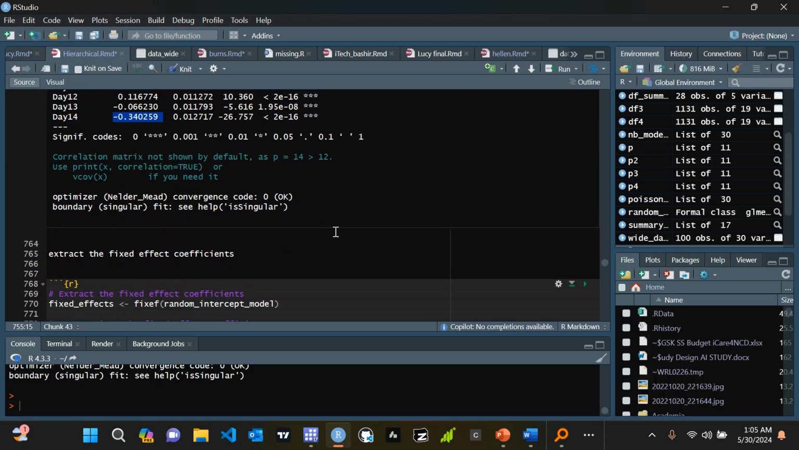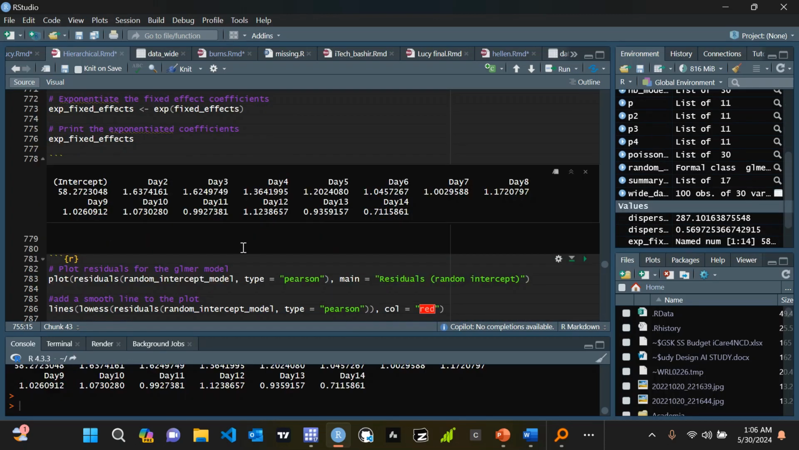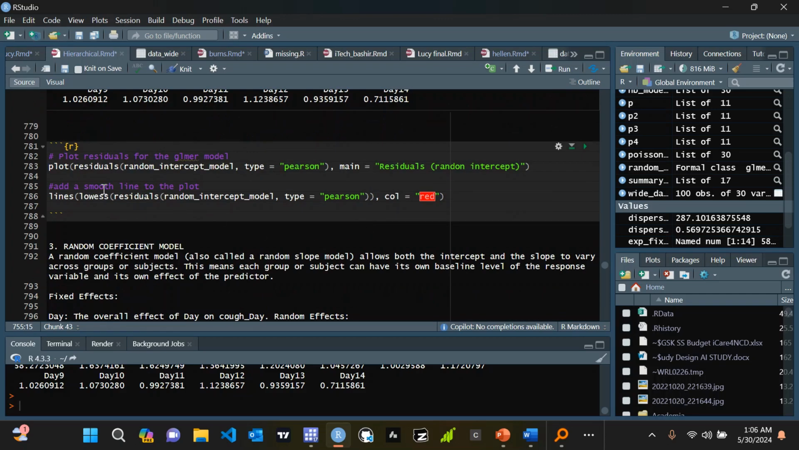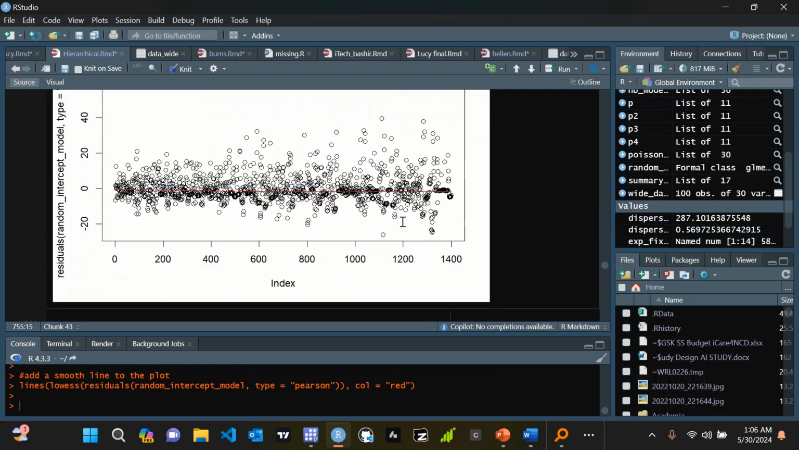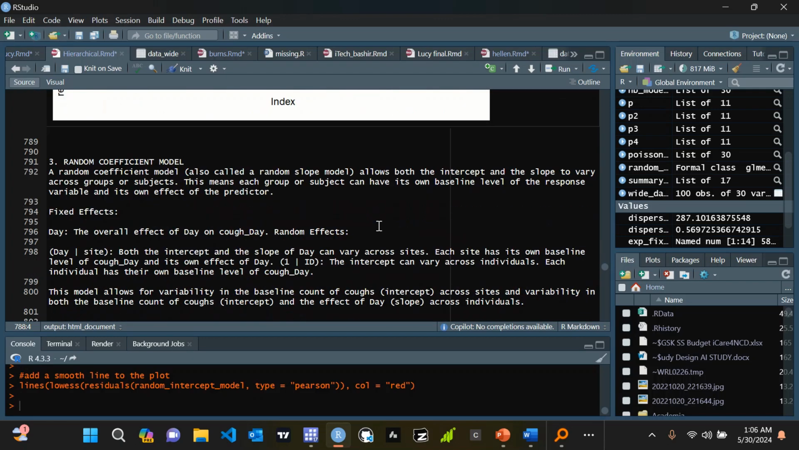That's what it says. So we can go ahead and extract the fixed effects and exponentiate them to see the IRR, the incident rate ratio. So this is the incident rate ratio for each day. So we can plot the residuals for this. The residuals tend to concentrate around 0, but you see there are these other overly dispersed residuals. So now let's go to the random coefficient.